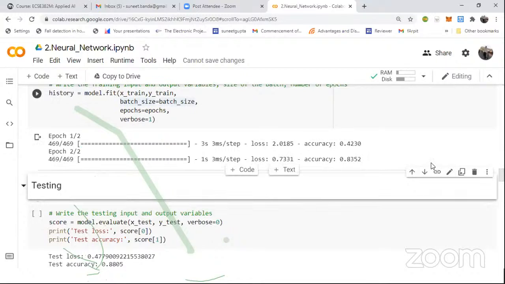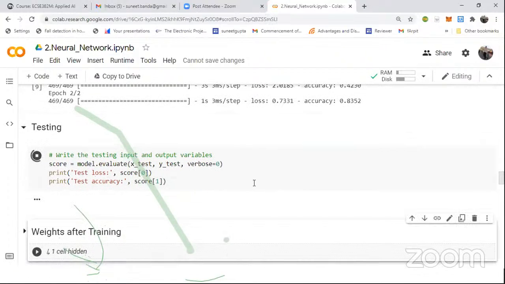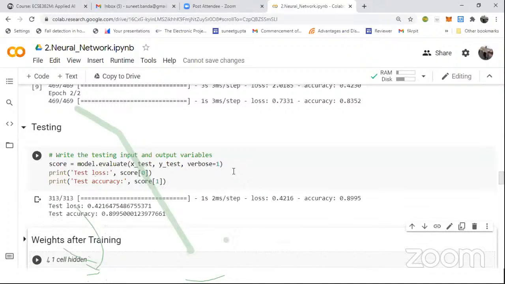Now we come to the next part, that is the testing. During testing, whatever test data we have defined is passed into the model, and it will check the test accuracy. I'm changing the verbose, and here you can see it again. How many samples are there?